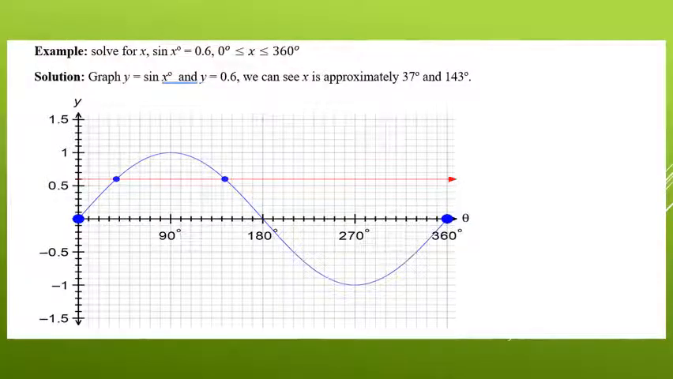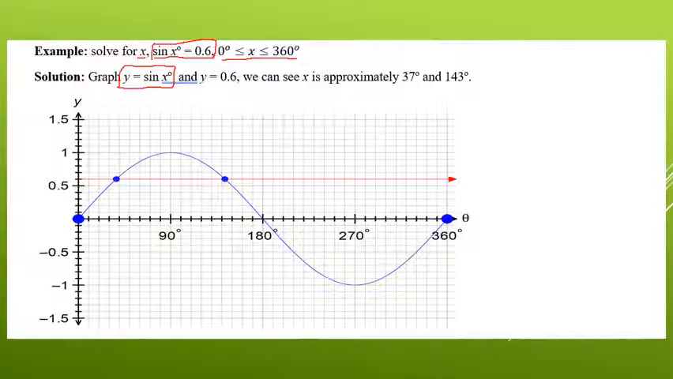Here we're asked to solve for x, where the equation is sine of x is equal to 0.6, and we're asked to do it between 0 and 360. So this is a graphical method. The first thing we do is graph the function y equals sine x. We already have this drawn in our notes.